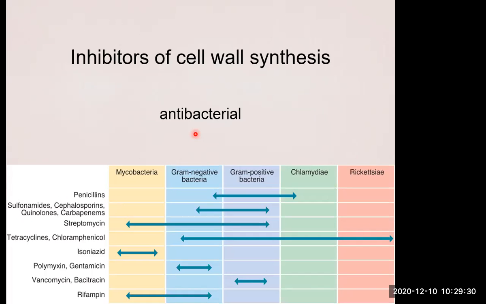The next group is going to inhibit cell wall synthesis. What is a component of the cell wall? Let's talk gram-positive bacteria. What do gram-positive have a lot of in their cell wall? Big P word. Is it the peptidoglycan. There you go, peptidoglycan.